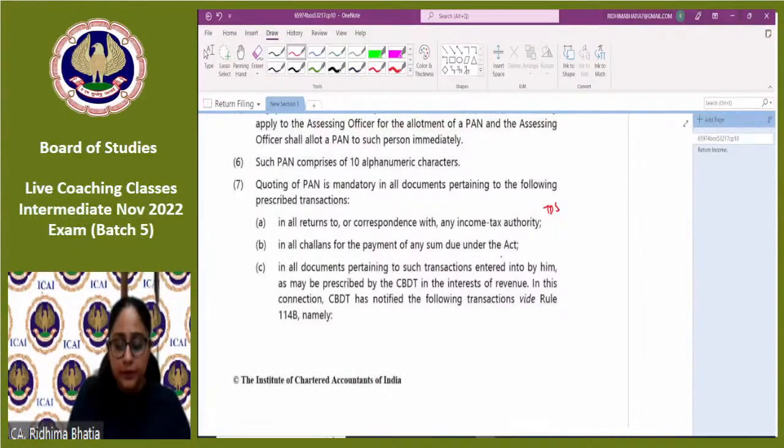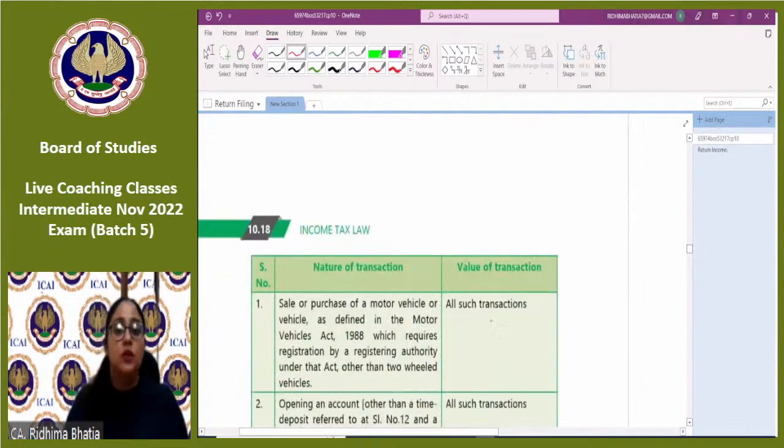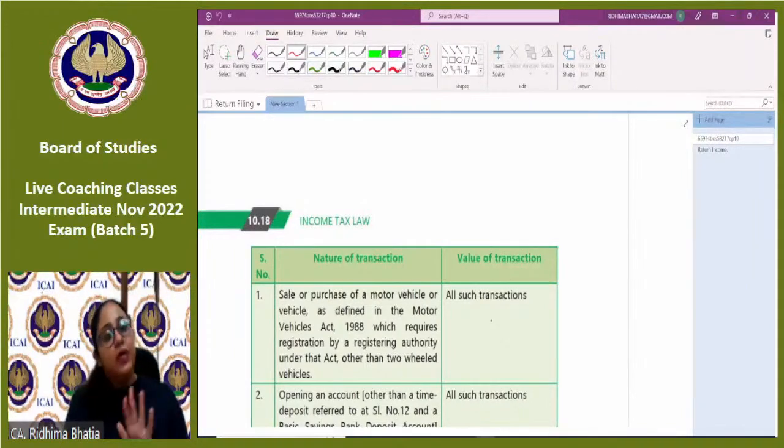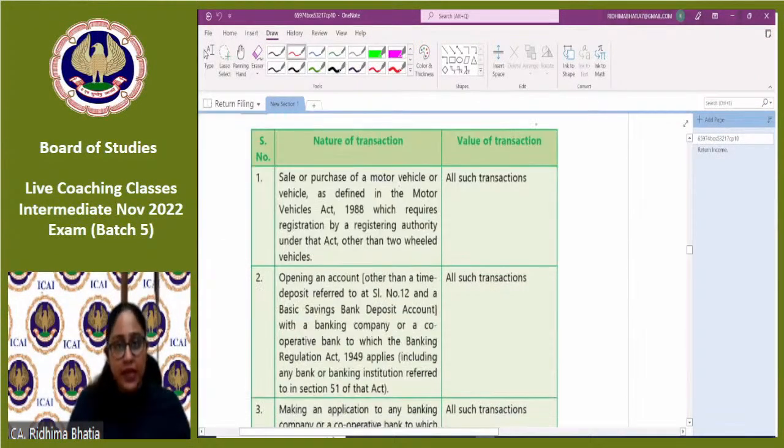Okay. Besides that, students, there are transactions in which quoting of PAN is mandatory. There's a list of 17, 18 transactions, which I'll quickly take you through. You can read this list once and remember a few of the threshold limits, so that if an MCQ comes, you can do it. Okay. So I'll read this list, but until now, does anyone have any doubt?